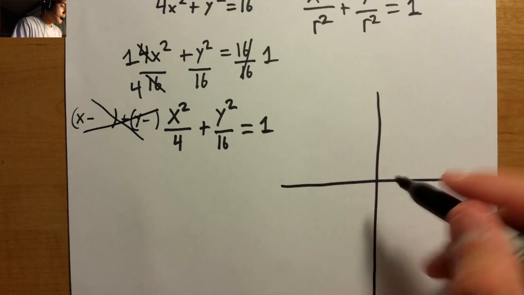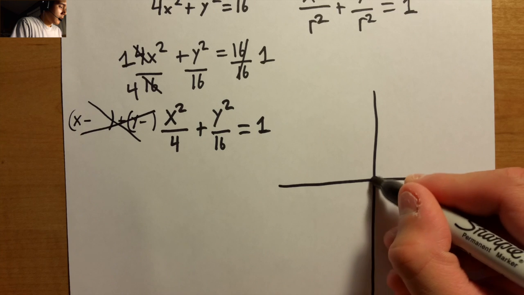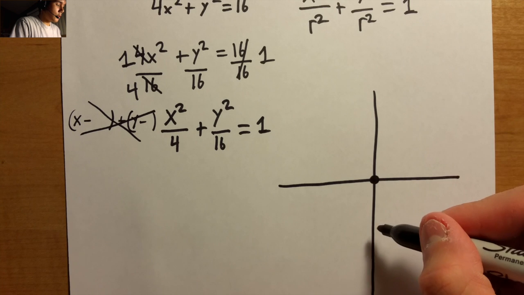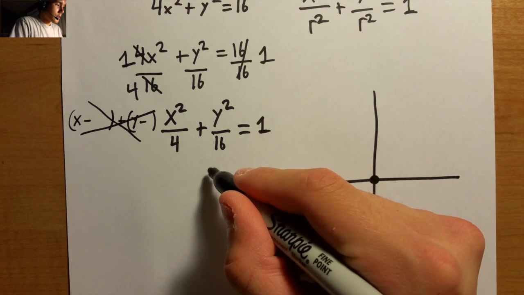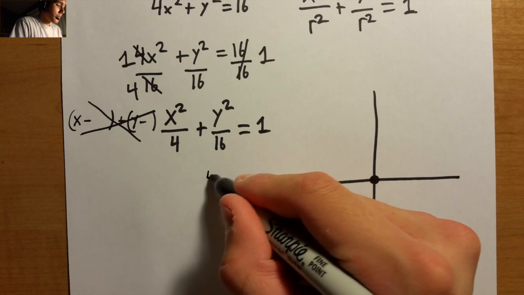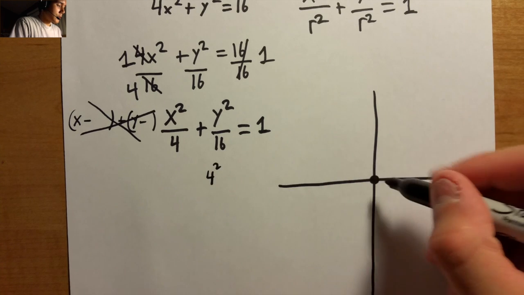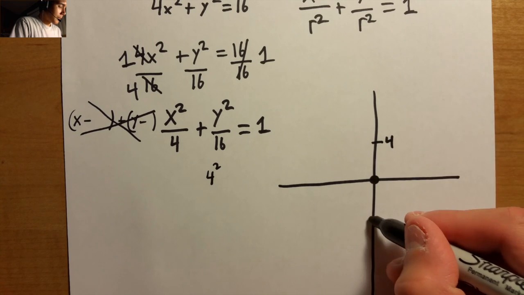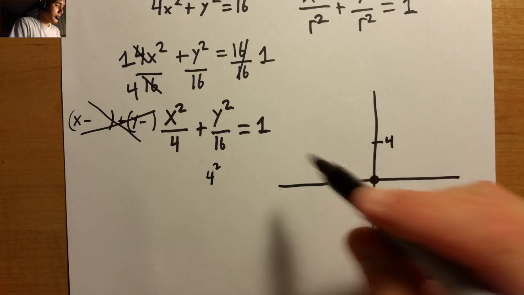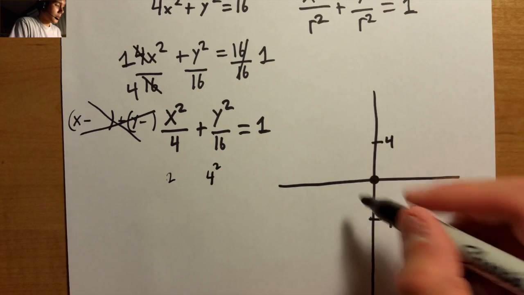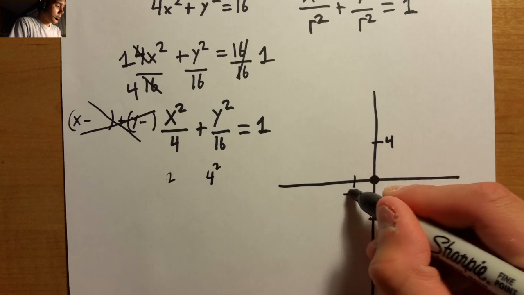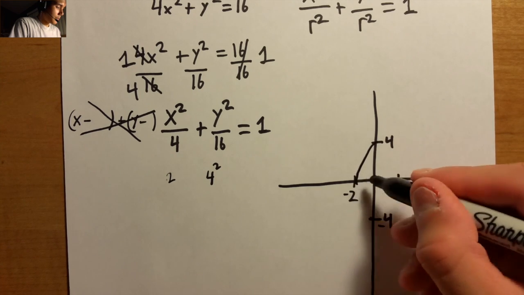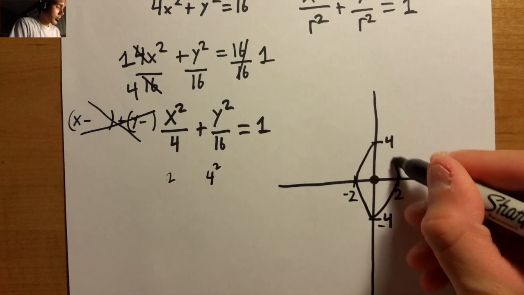So since our center is at 0, 0, our major radius for the y is going to be 16 in total. So 4 squared would give us the 16. So it's going to be 4 up and then 4 down. That's our major axis. And the x is going to be 2. So we're going to have a -2 here. Oh, this is -4. And this is a 2 here. So then we can piece it together, and we get our little baby ellipse here.